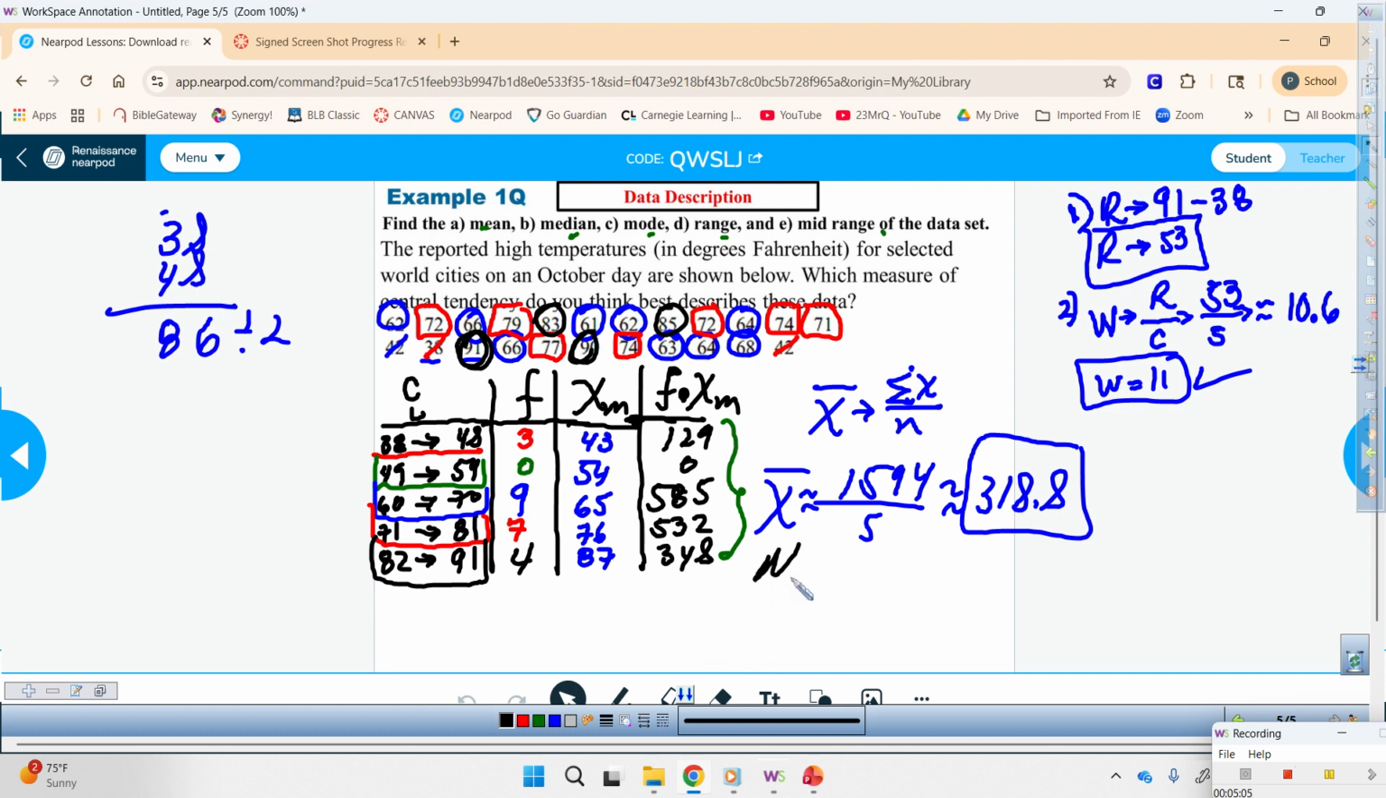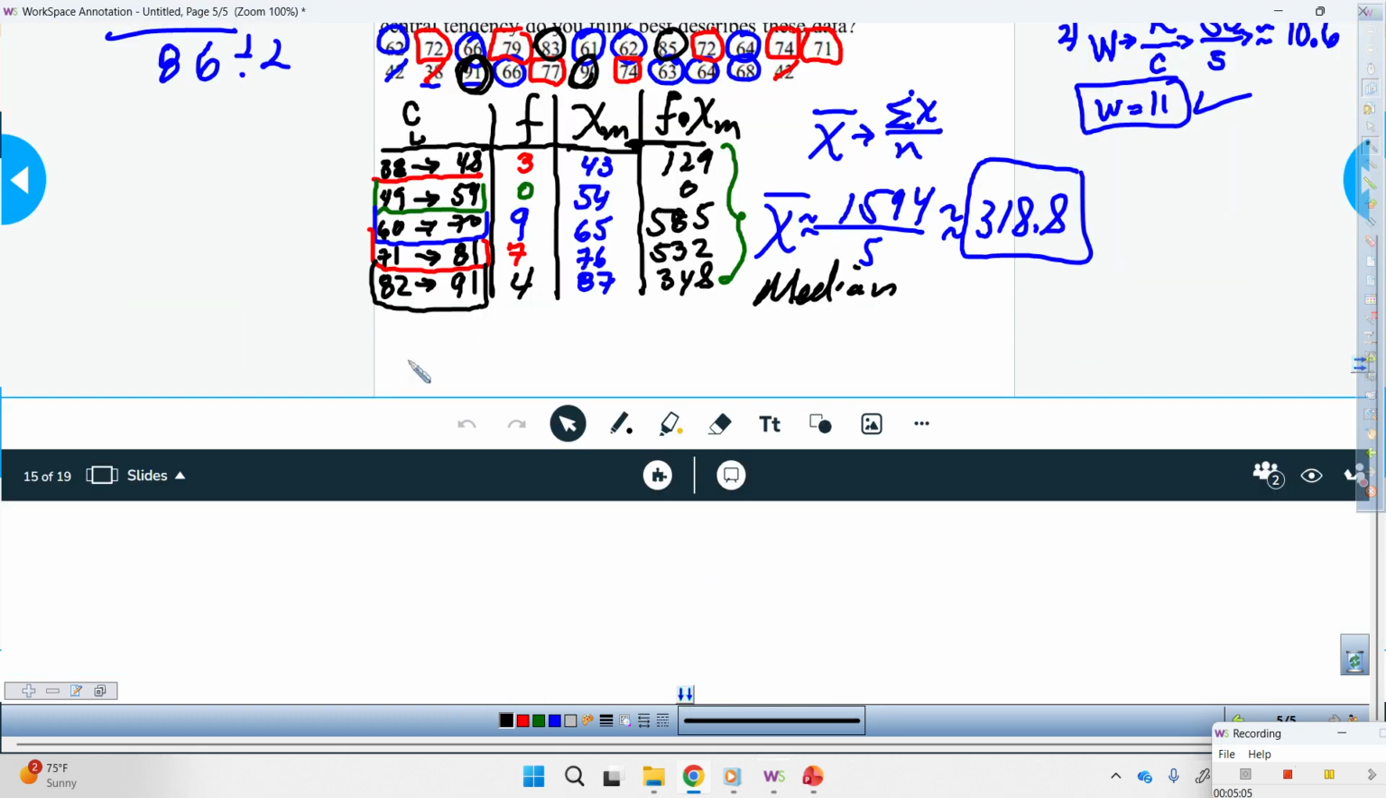Next, median. I want you to look at the data. What do we need to do to find the median? Tell your neighbor. Yeah, least to greatest. 0, 129, 348, 532, and 585. Tell your neighbor the median for that data. Everyone. 348.